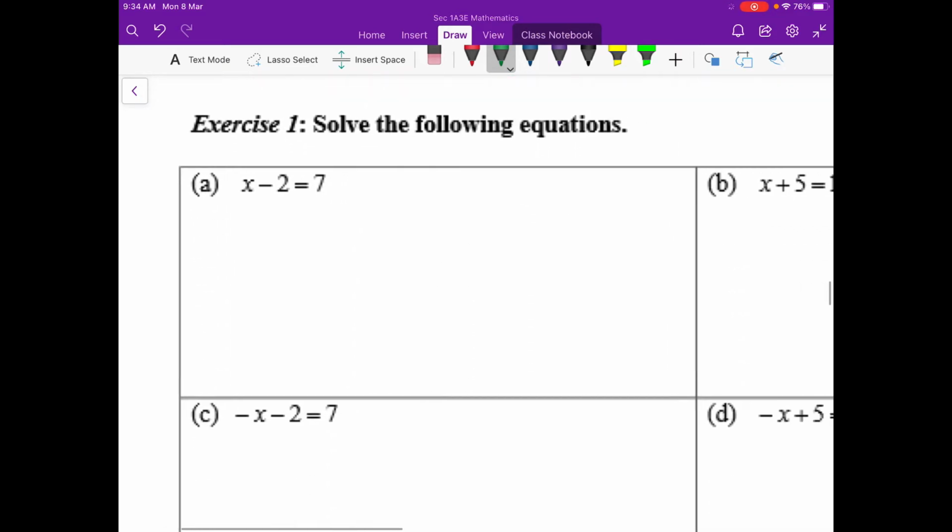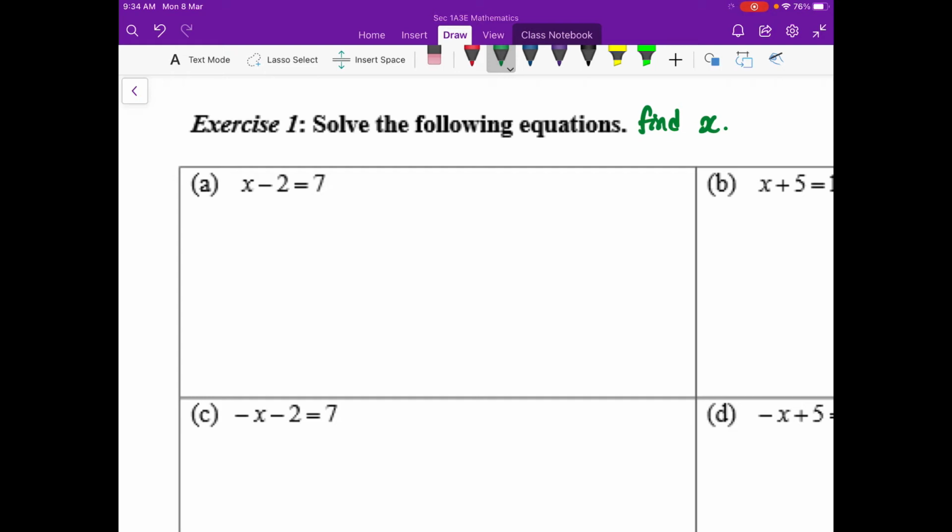Exercise number 1. Solve the following equation, meaning find x. Find the value of x such that the left hand side goes to the right hand side. What is the answer over here? What is the value of x? It's 7 plus 2. So we do the reverse of your minus 2, which is plus 2. X equals 7 plus 2, which is 9.